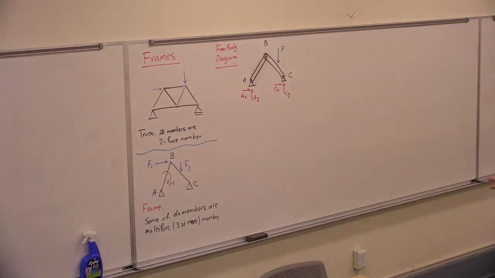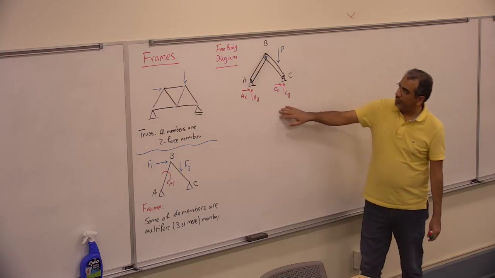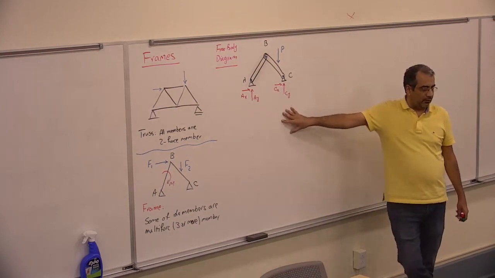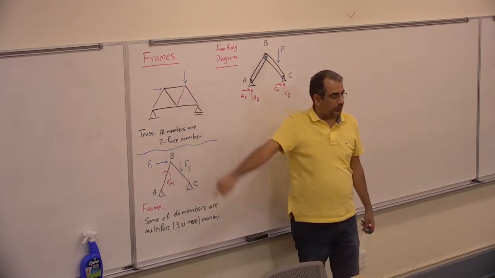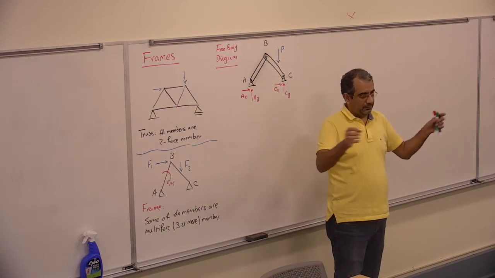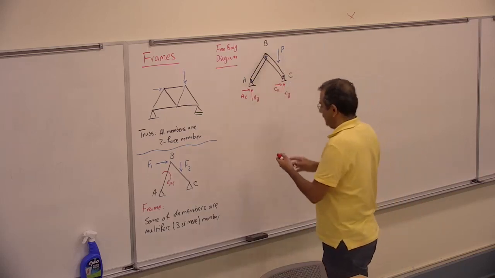So I have to find a way to solve it. And the main problem with the frames is this case: the number of unknowns you have is more than the equilibrium equations. Usually it happens like that in the frame. So when we want to do that, the only way that we can solve it is like the truss. What did we do in the truss? We open it. So we are just going to disassemble it into two parts, AB and BC.